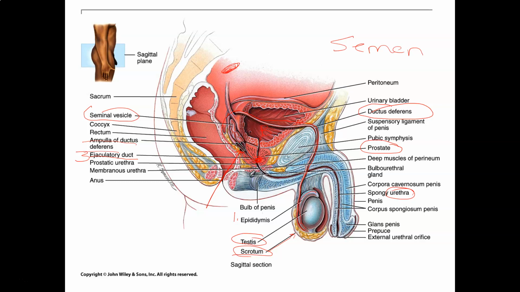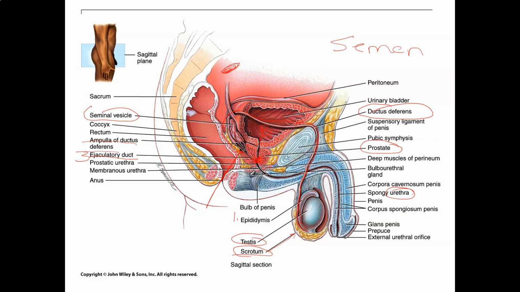Now, urine and sperm are not going to go through at the same time. This is all controlled by sphincters that can close off. For example, there's a urethral sphincter near where the bladder empties into it that you can close off when sperm are coming through to keep urine out of the urethra. So they're not traveling through at the same time.